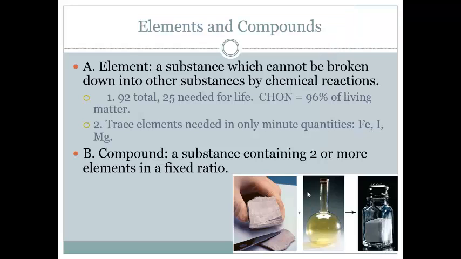A substance that contains 2 or more elements found in a fixed ratio is called a compound. Here on the bottom we see an example of a compound. Here on the left we see sodium. Here on the right we see chlorine. Sodium and chlorine together make sodium chloride, which is a compound, and it's what we commonly call table salt.